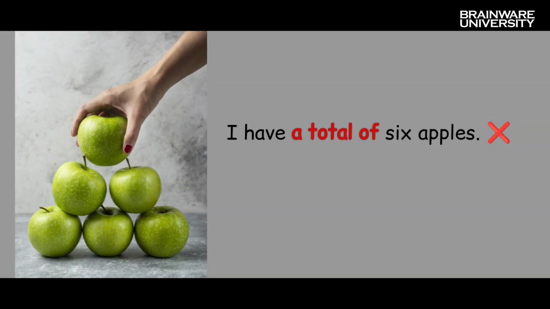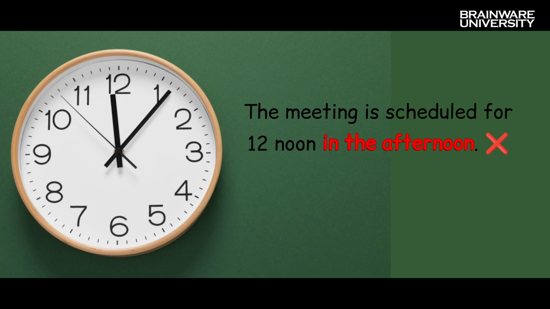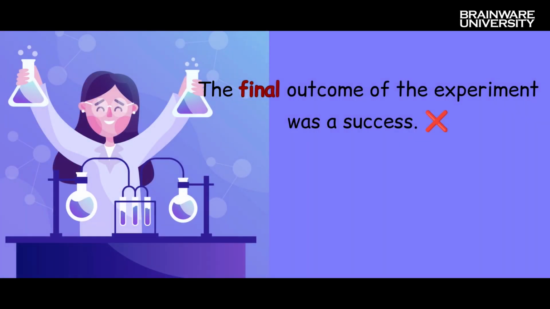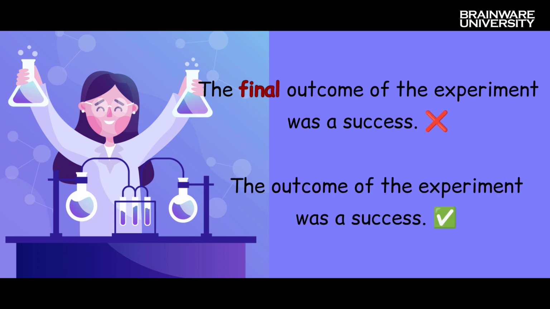I have a total of 6 apples. I have 6 apples. The meeting is scheduled for 12 noon in the afternoon. The meeting is scheduled for 12 noon. The final outcome of the experiment was a success. The outcome of the experiment was a success. Now do you understand how to cut out the extra words and phrases from a sentence to avoid repeating the same thing over and over again?